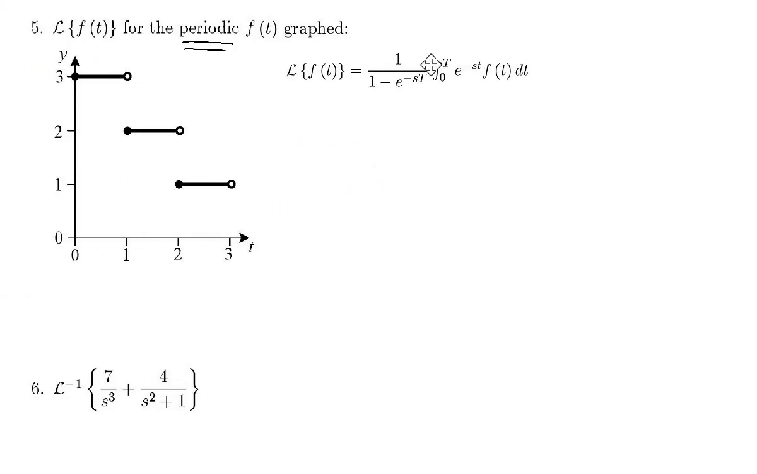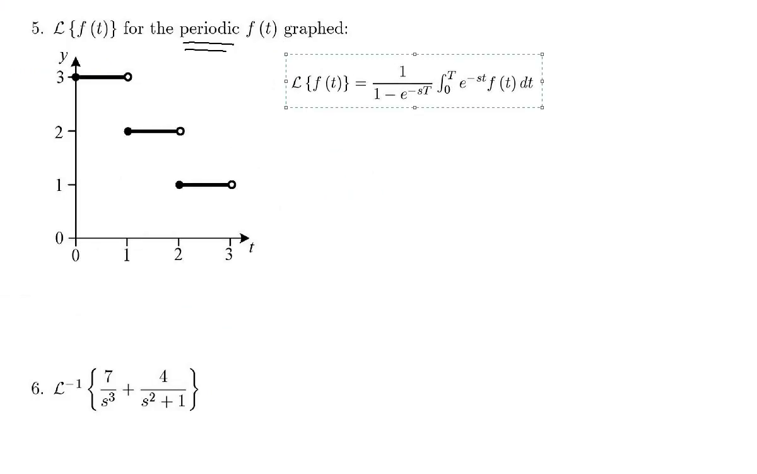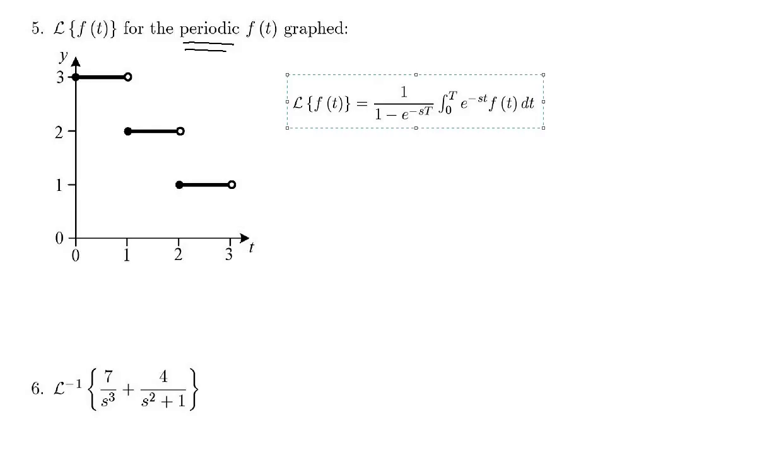Okay, so there's our transform of a periodic function. We first need to decide what our period is, our cap T here. This is going to repeat every 3 units, okay? So that's our cap T. So cap T is equal to 3, and f of t plus 3 is equal to f of t. So it repeats every 3 units.